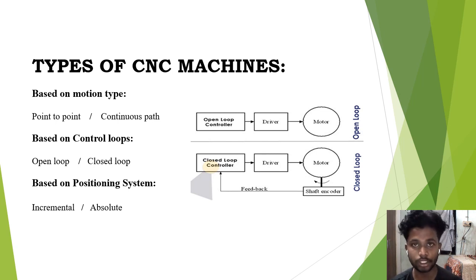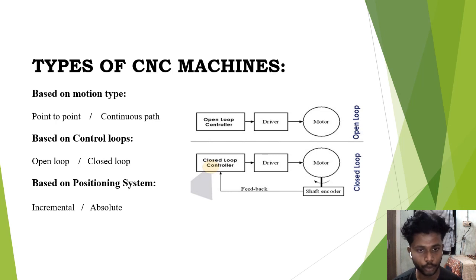And on the other side we have continuous path, where the movement of the CNC machine is not stopped at any point or any given reference point. It moves along a continuous path, like a circle or a straight line, whatever is needed by the user. Next is based on the control loops. There are two types of systems based on the control loops: open loop and closed loop.